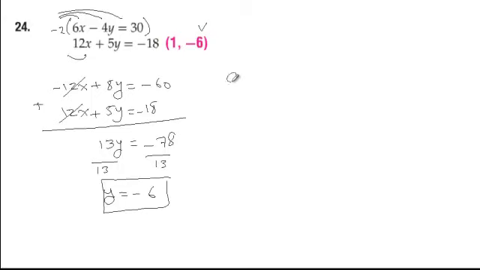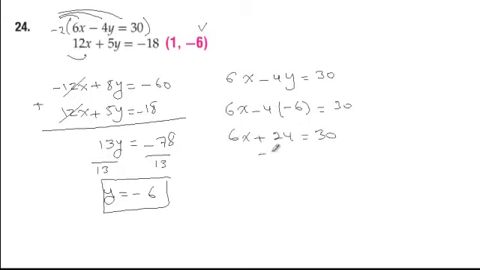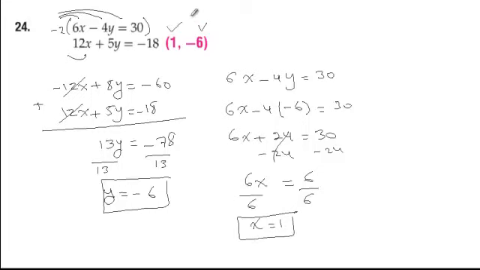So we write 6x minus 4y equals 30. So we have 6x minus 4 times y, which is minus 6. Then 6x minus 4 times minus 6 equals plus 24, equals 30. So minus 24 on both sides, the 24s cancel, and 6x equals 30 minus 24, which is 6. Divide by 6, x is equal to 1. Perfect. So we got 1 and minus 6, so this is the answer of the equation.